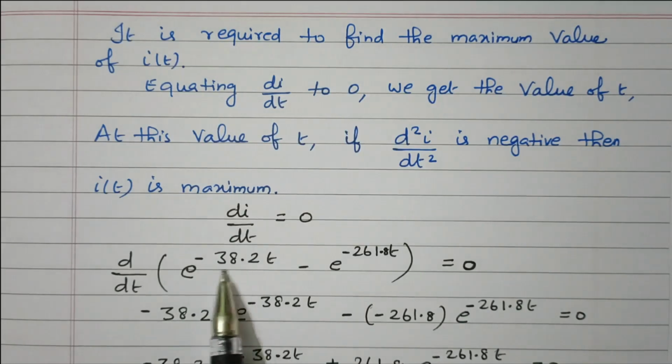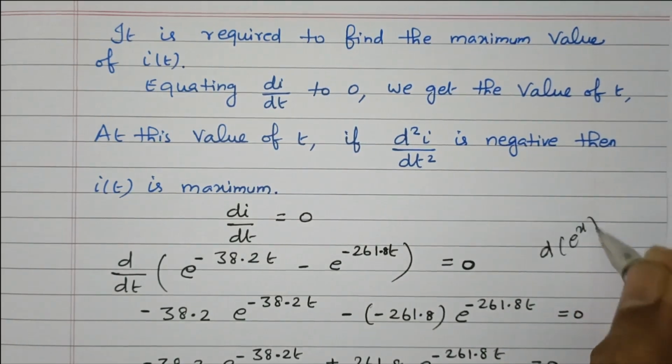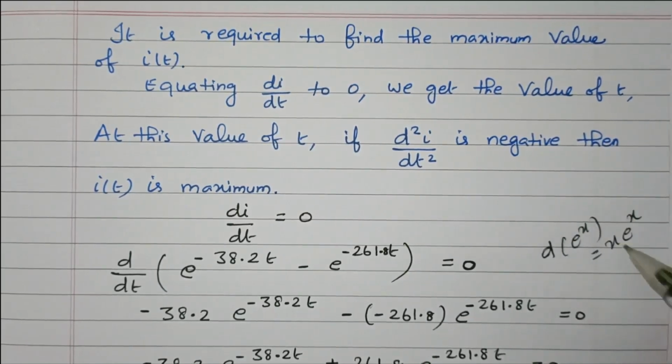Similarly, here x is 38.2. Based on that, minus 38.2 e^(-38.2t) minus of minus 261.8 e^(-261.8t) equal to 0, right? So differentiation of e^x is nothing but x e^x, right? This x will come in the front side. Based on that, it is written.